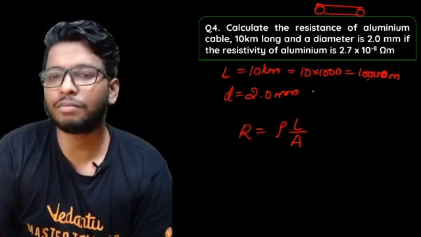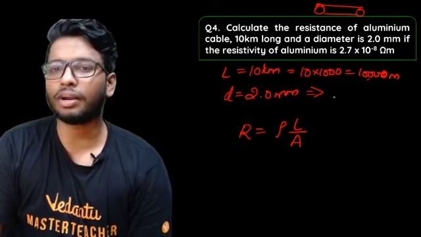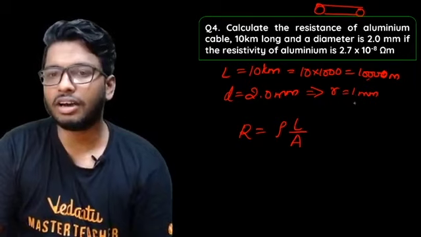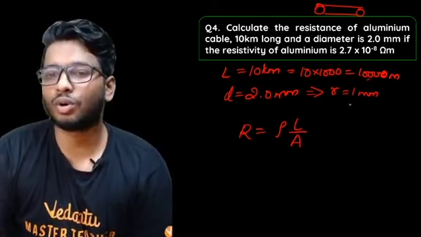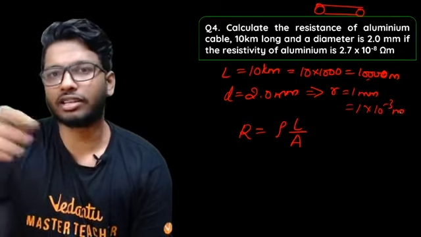Now, what I'm going to do is find out the area. So how will I find out the area? If the diameter is 2 millimeter, then the radius is 1 millimeter. Radius is 1 millimeter. So millimeter converted to meters now, I'll take it as 1 into 10 to the power of minus 3 meters, divided by 1000.